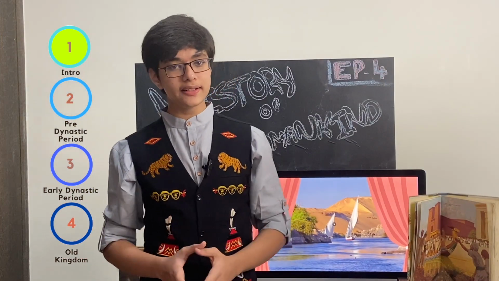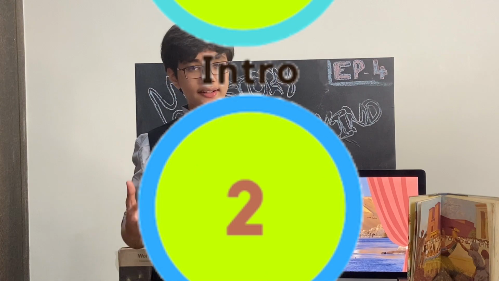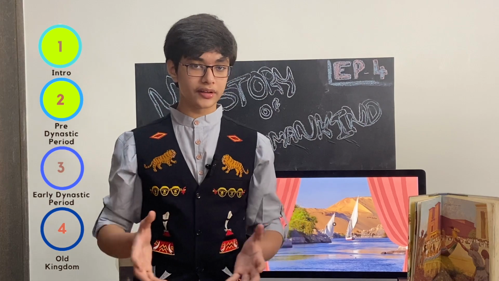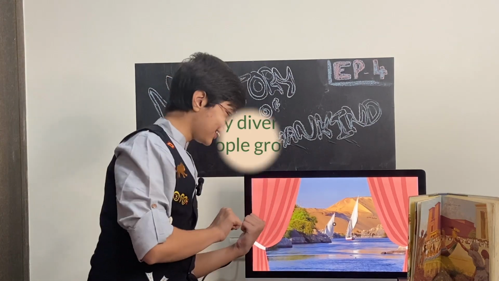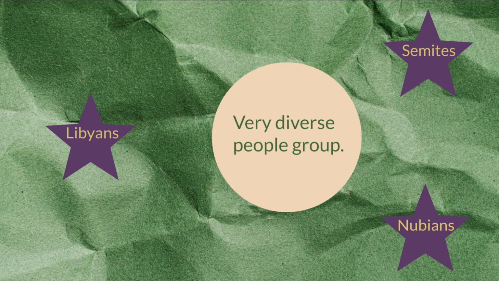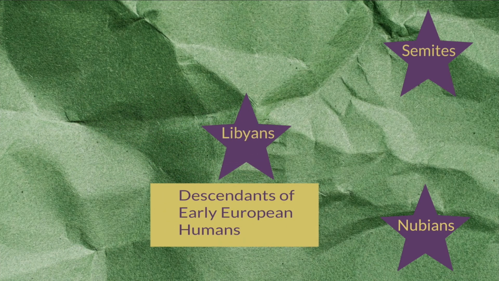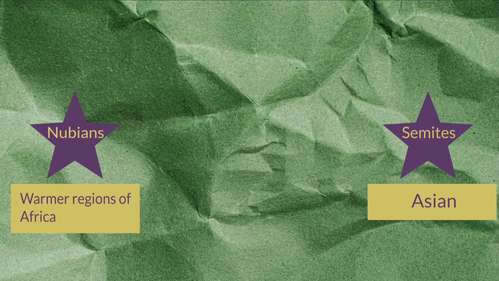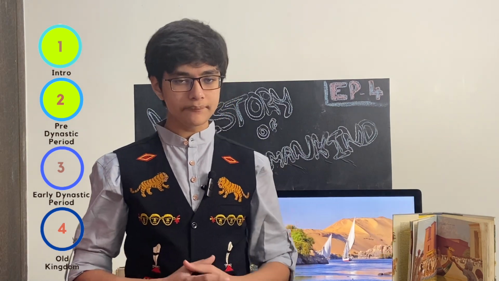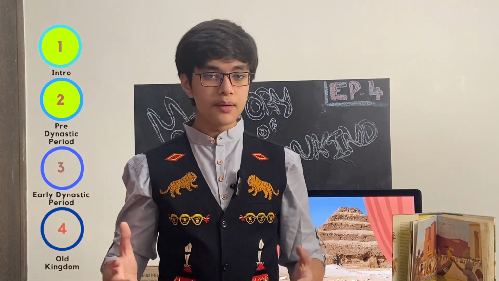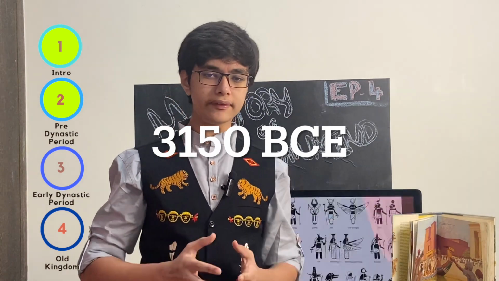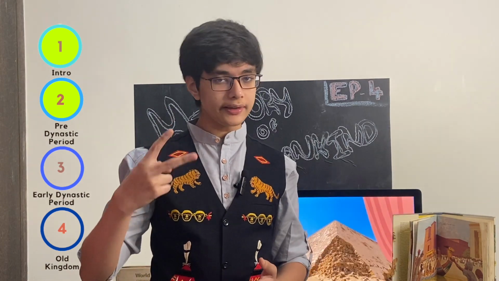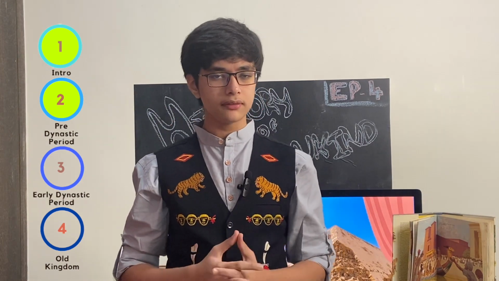The first period in Egyptian history is the pre-dynastic period. During this period, hunter-gatherers began settling around the river Nile. These hunter-gatherers included Libyans, Nubians, and Semites. Libyans were descendants of early European humans, while the Nubians were from the warmer regions of Africa and the Semites were Asian. The pre-dynastic period is the entire period of time before 3150 BCE.